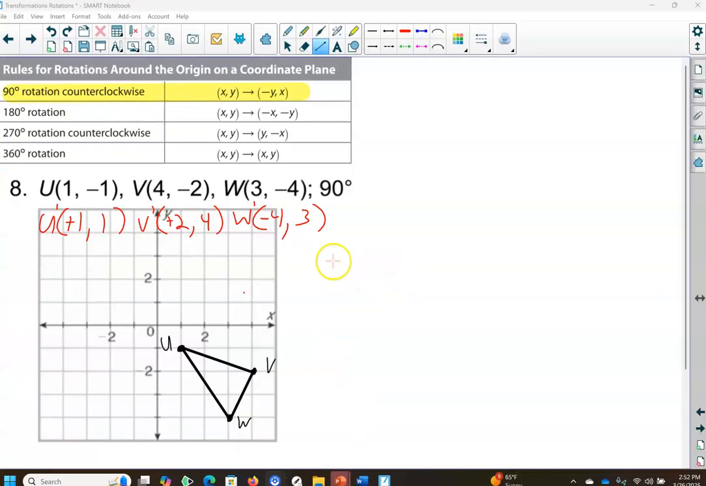Alright, now what we need to do is just go ahead and plot them. So we plot them here. You got U, which is over 1, up 1, U prime. V, which is over 2, up 4, V prime. And W, which is over 4 and up 3 for W prime. Okay, and now we'll go ahead and connect the dots, and you see it looks like it's been turned 90 degrees.